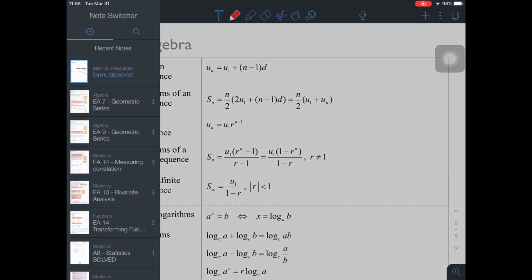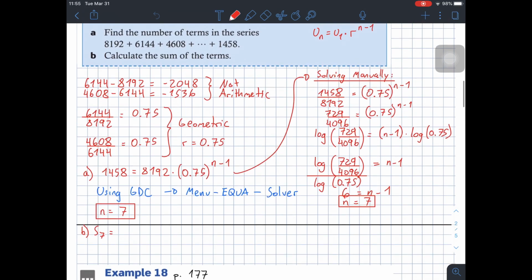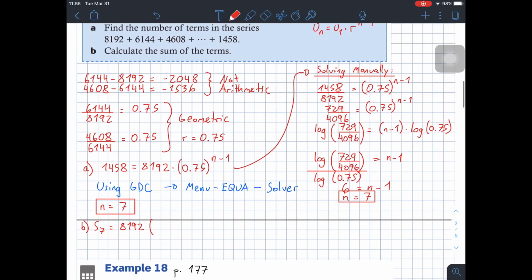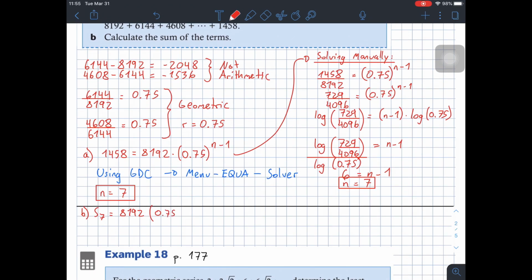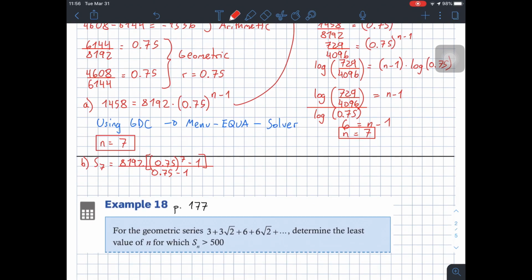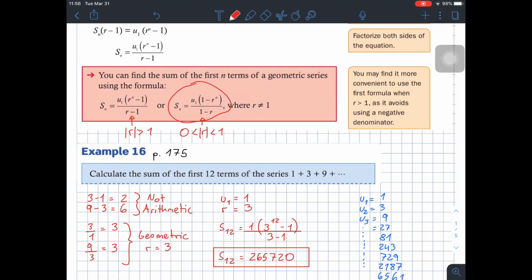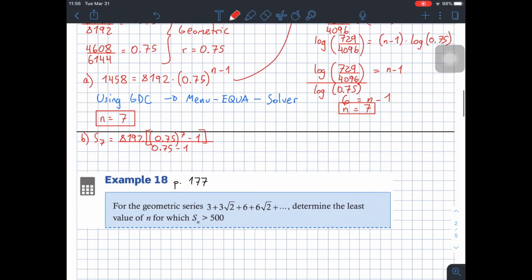So U1 is 8192 times r to the power of 7, so this is 0.75 to the power of 7 minus 1. This should be in brackets maybe, divided by r minus 1, 0.75 minus 1. You see that in this case it could have been more convenient to apply the second form of the equation, because r is greater than 0 but less than 1. But either way, I will get the same result, so it's the same thing, okay?